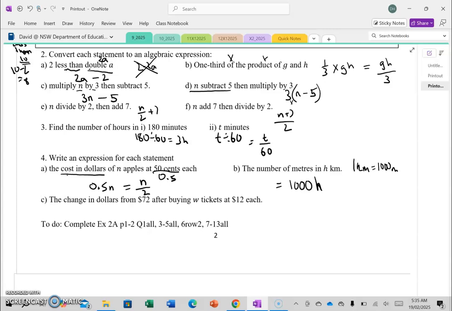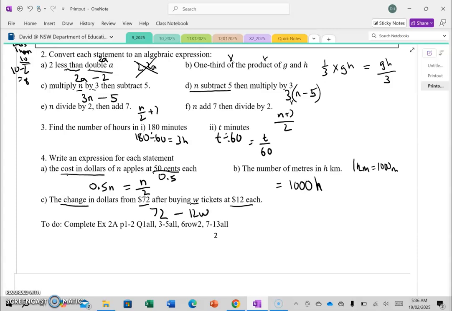The change in dollars from 72, so we pay after buying W tickets at $12 each. Okay, so the change, we're assuming that W is not bigger than 6, or even 6 you would get $0 change. You can't have negative change, so W can't be bigger than 6. But the key thing is that you'll have your $72 and you got to minus, if W tickets are $12 each, that'll be 12W, okay?